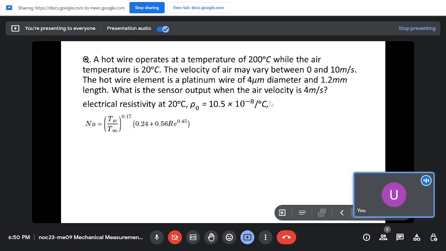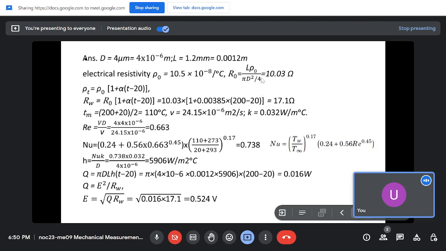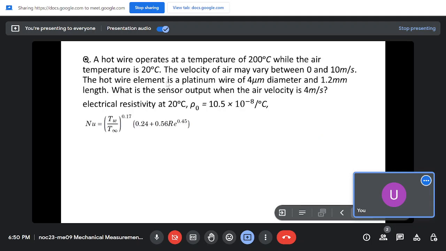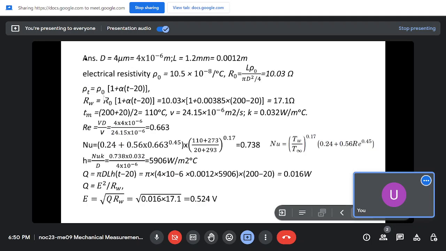This should be in ohm meter per degree Celsius. I'll make a change here. So the resistivity at any temperature is given as rho naught into 1 plus alpha into T minus 20, and so the resistance of the wire is R_w equals R naught into 1 plus alpha into T minus 20. We have already calculated the resistance at the reference point. So R naught is 10.03 and alpha for platinum is 0.00385, into 200 minus 20, which will give you 17.1 ohms.